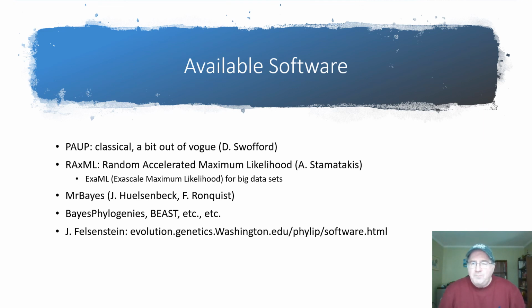The first one is called PAUP, which is an acronym that stands for Phylogenetic Analysis Using Parsimony. It started out as a parsimony program, but it's now basically a maximum likelihood program. This is a program developed by Dave Swofford.